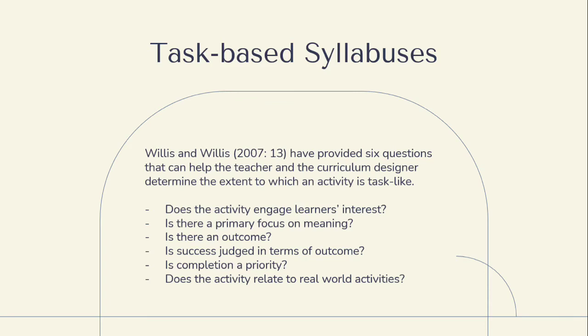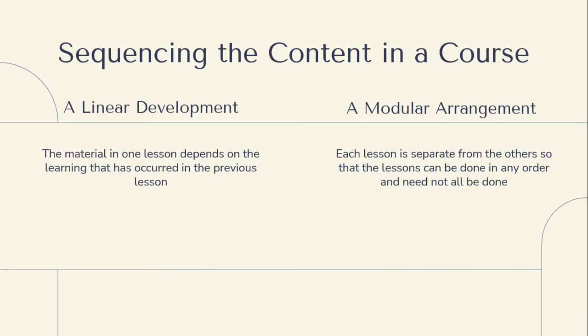So here, the first one is, does the activity engage learners' interest? Is there a primary focus on meaning? Is there an outcome? Is success judged in terms of outcome? Is completion a priority? And the last one, does the activity relate to real-world activities? So all these questions could be used in both task-based and task-supported syllabuses.